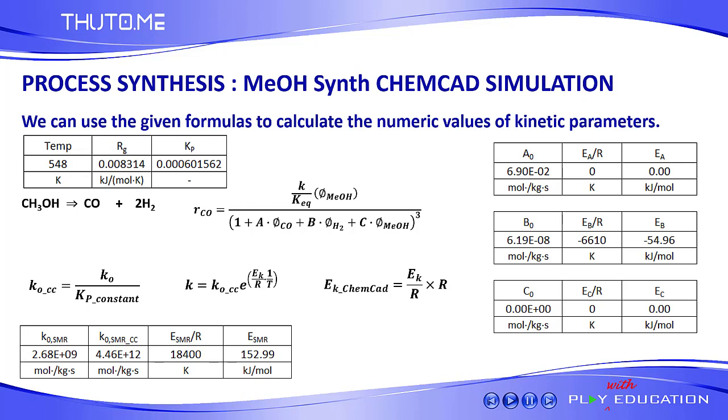Then the frequency factor that you're going to enter into Chemcad will be the one that is divided by the equilibrium constant. The activation energy remains the same, where we take the activation energy divided by R and multiply by R to get the actual value of the activation energy. The adsorption constant remains the same because the denominator term remains the same for both reactions, the forward reaction and backward reaction.